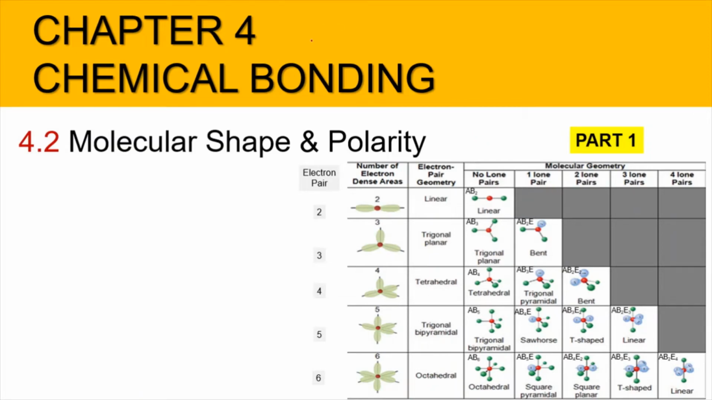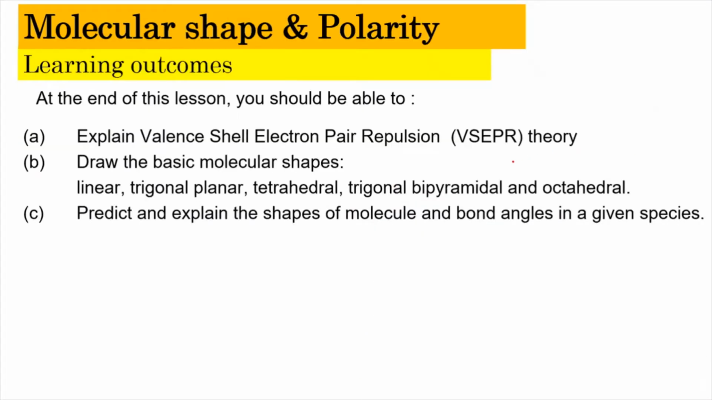So now we are in chapter 4, chemical bonding, and we're going to look into the subtopic of 4.2, molecular shape and polarity, part 1 of the video. In this video, we're going to learn about the explanation regarding the valence shell electron pair repulsion theory, known as VSEPR. Also, we're going to learn about the drawing of the basic molecular shapes, which include linear, trigonal planar, tetrahedral, trigonal bipyramidal, as well as octahedral. For the learning outcome C, we're going to look at that in the next video, which is part 2 of the video. For now, let us focus on part 1 of the video first.